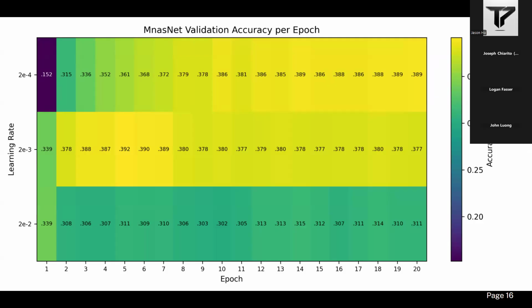And you can see that 2e-4 starts very low with accuracy, but it steadily rises and keeps rising. Whereas with 2e-3, it starts fairly high, but it peaks very early at epoch 5 and then starts to go down. So from this, we can gather that the most optimal learning rate would be somewhere between 2e-4 and 2e-3. And then with 2e-2, you can see that it's very stable throughout, so there's not much convergence actually happening with that.